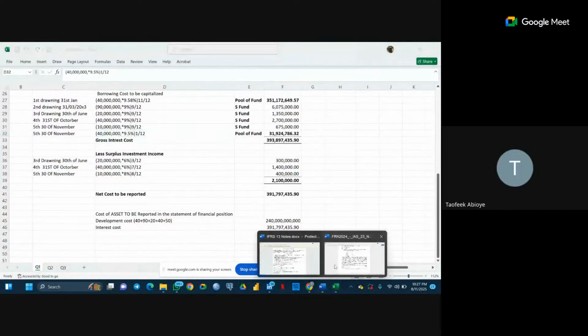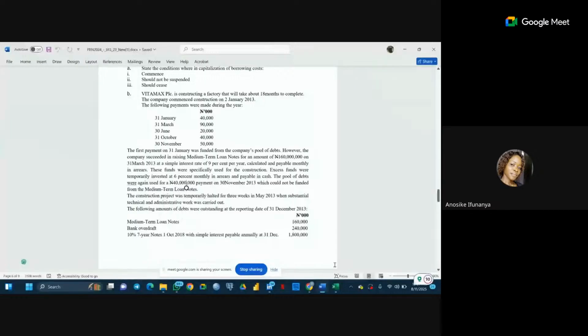Okay. Let's look at the question again. So this is the question here. Look at the sources of funds. We have medium-term loans, we have bank overdrafts, and we have 10% 7-year notes with simple interest payable annually at 31st December. You get. Now let's check through the question. Look at that last paragraph.